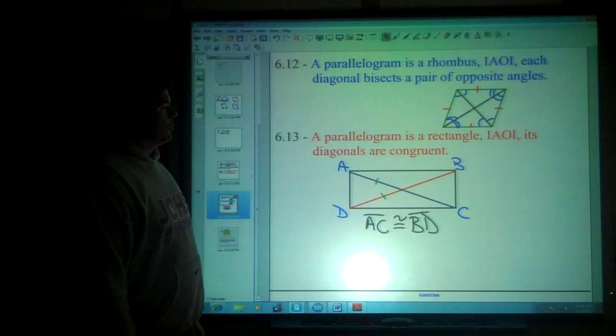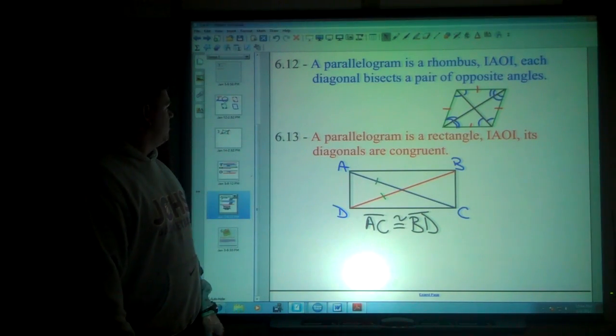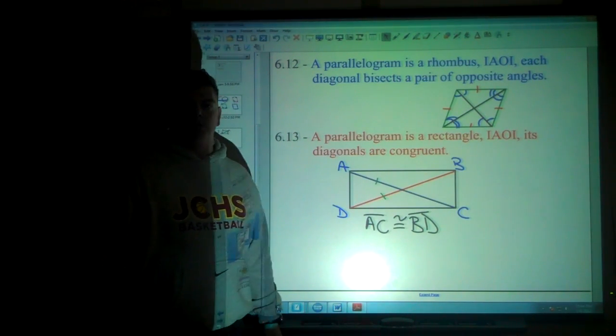Alright, so those are some more pieces to the game of parallelograms and some of the special relationships therein.